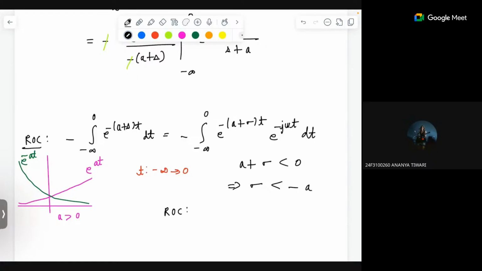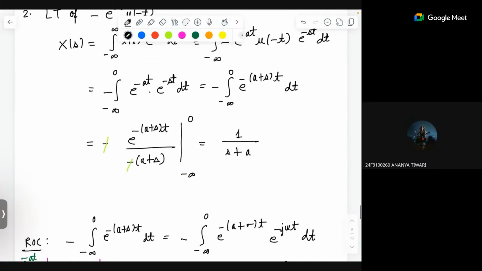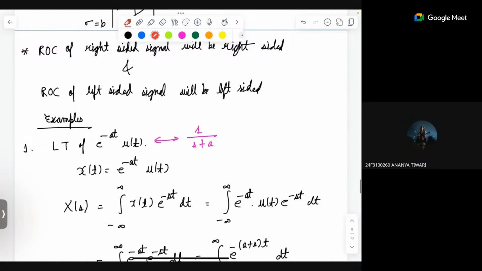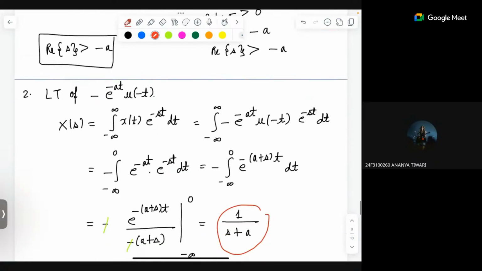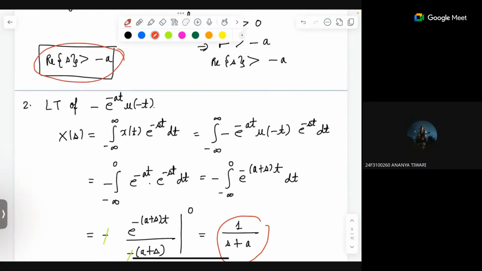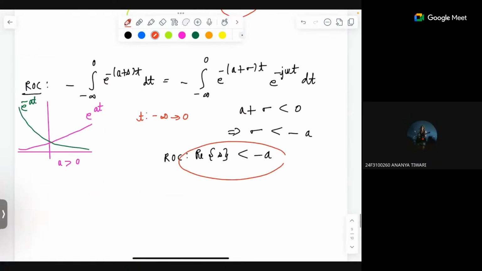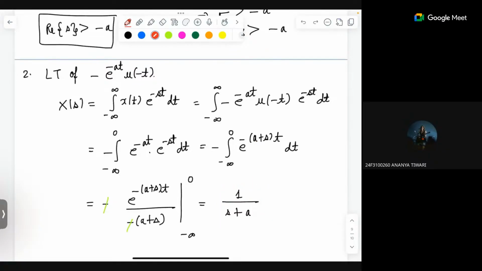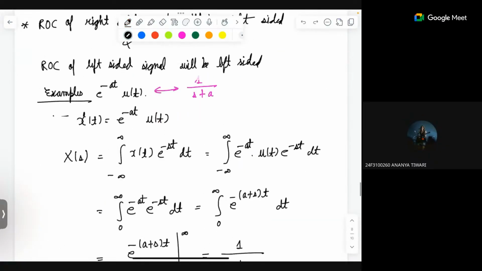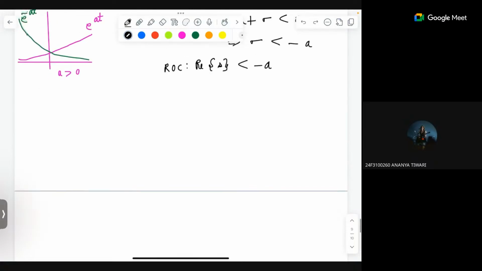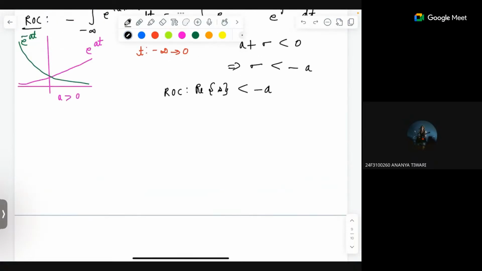So here ROC is real of s less than minus a. So actually now here also the Fourier transform should have come out to be this. So for these two cases, the Fourier transform is same, but the ROC differs. Here it was greater than minus a, here less than minus a. Is this fine? Yes, ma'am.